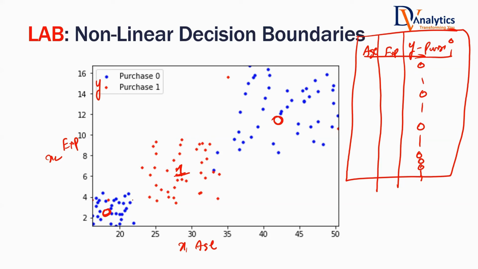Now, if I fit a logistic regression line, can you guess where will the decision boundary come? The decision boundary to separate class 0 and class 1, where is it going to appear?